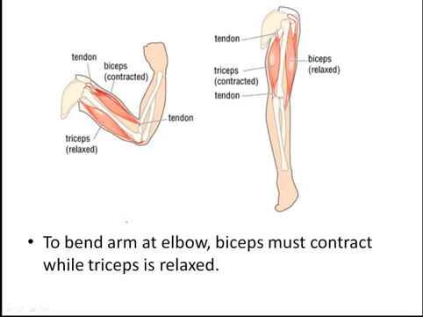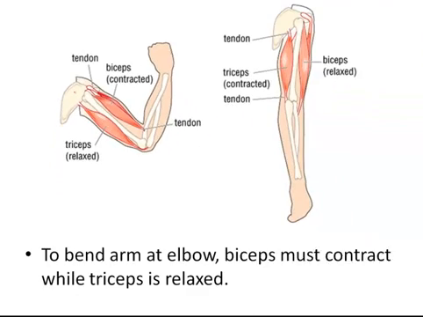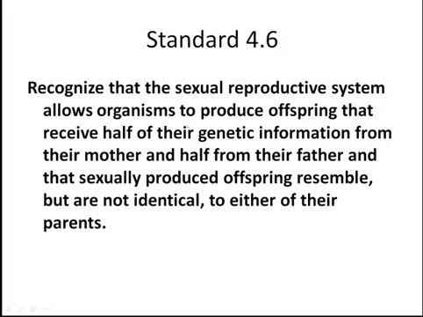So if you look here, if you're bending your arm at the elbow, your bicep is contracting, and the tricep, which is the muscle behind it, is relaxed. And when you straighten your arm, the opposite happens. The tricep is going to contract, and the bicep is going to relax. But again, it's pulling on the bone down at the bottom. So it's connected up here, and then it's pulling on the bottom bone on the bottom of the arm, and that causes the arm to move.